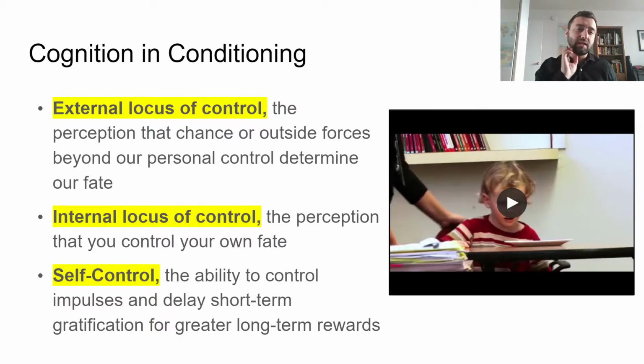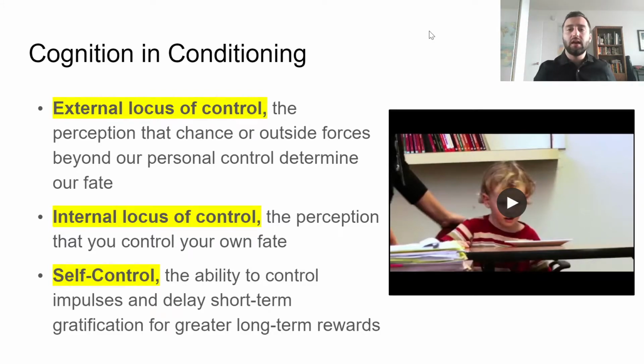So again, what we're seeing here with both of these is how an internal mental process, or perception, changes my behavior. Okay, and that's again the important thing we're looking at. These are also very closely tied with what's called self-control. You guys probably already all know what self-control is: the ability to control impulses and delay short-term gratification for greater long-term rewards. We'll look at an example of this.